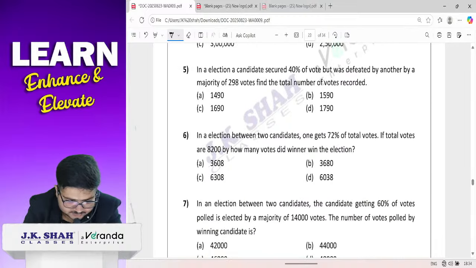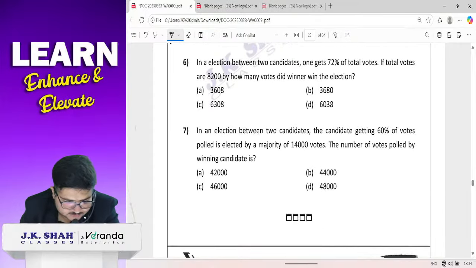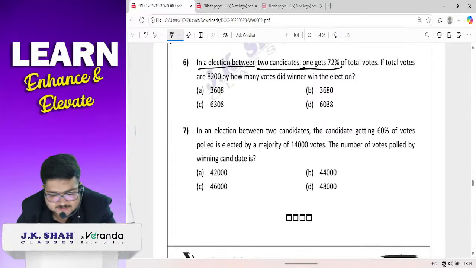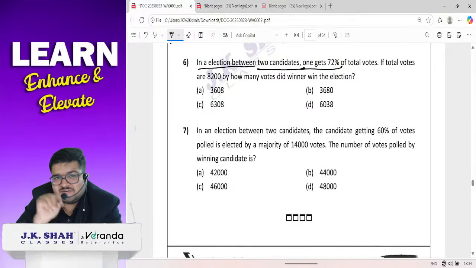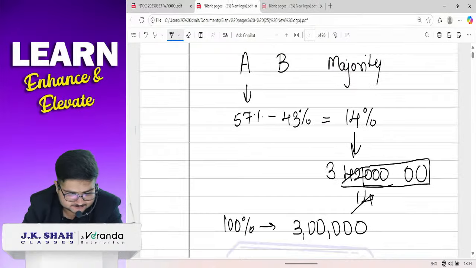Similarly, you have to do this question. This question is very similar. You have to do it in homework. Right? Let us move forward to the next question. Question number 6 is, in an election between two candidates, one gets 72%. Tell me, if one gets 72%, then the losing candidate will secure, sir, 28%. 100 minus 72 is 28. Correct. Absolutely correct.